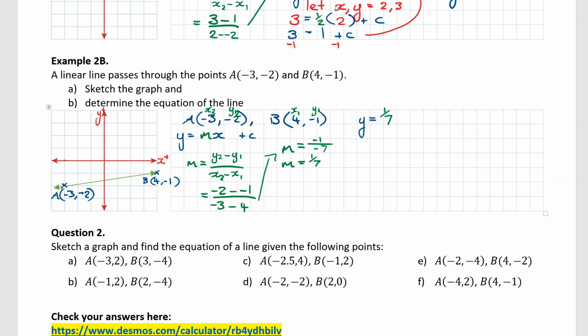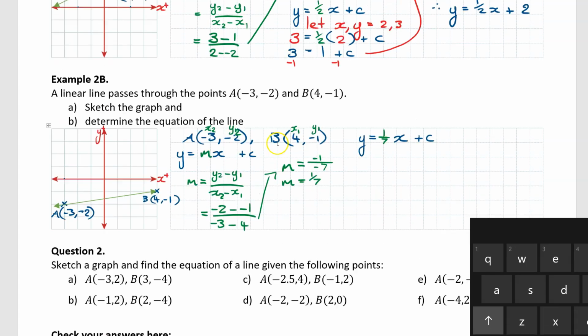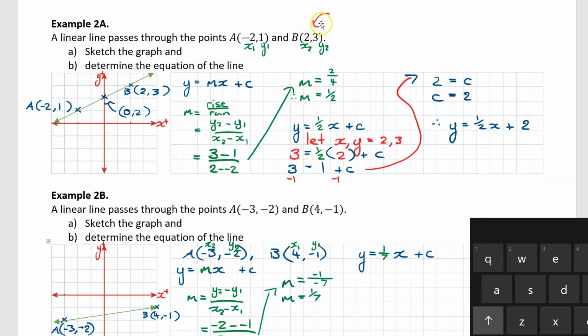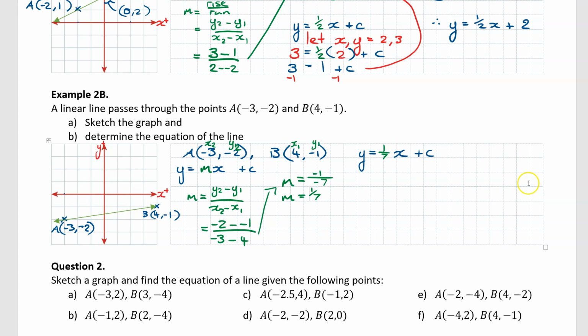1/7 x plus c. Let me write that a bit clearer, it looks a little bit ambiguous there. There we go. 1/7 of x plus c. Now we have to pick either a or b. In example 1, we picked b. In this one, let's go for a, just to change it up a bit.